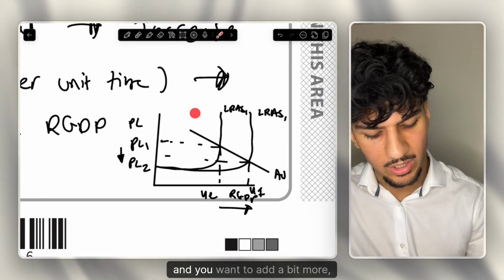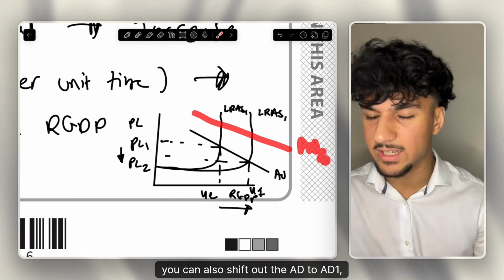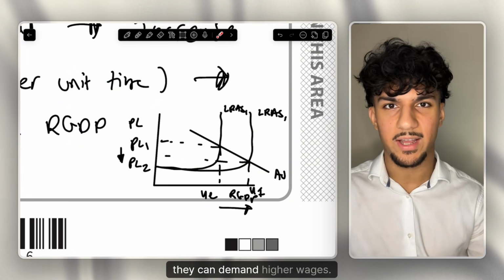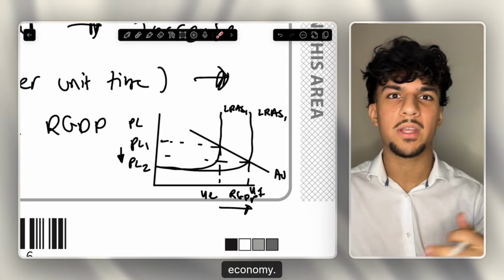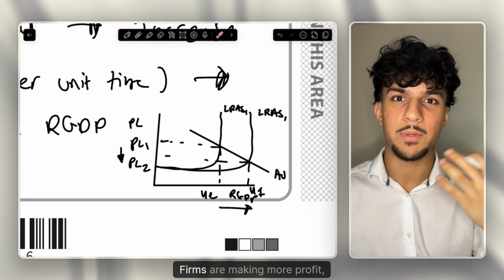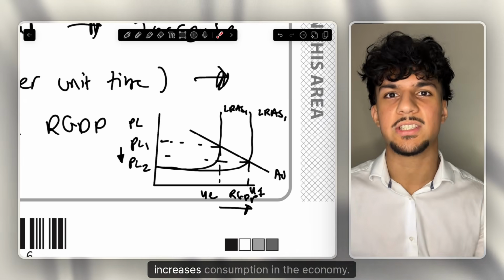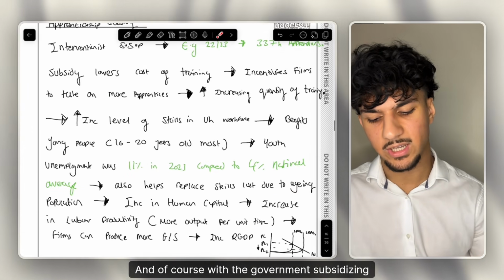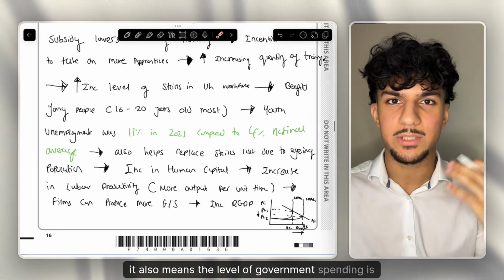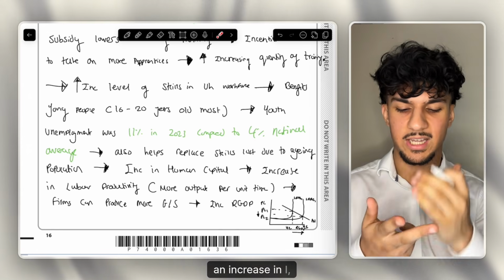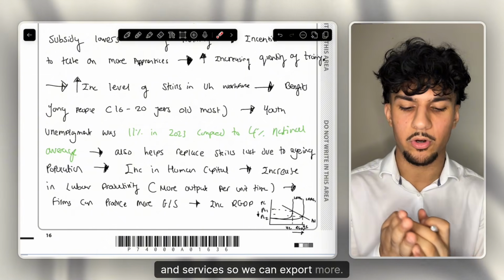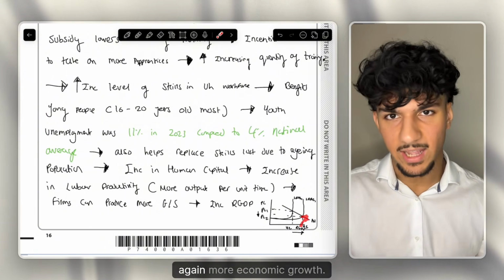And if you really want to add a bit more, you can also shift out the AD to AD1, AD2, and you can mention how if workers are more productive, they have more bargaining power, they can demand higher wages. This increases the level of consumption in the economy. If workers are more productive, it means more output per unit time, more goods and services being produced. Firms are making more profit, they're more likely to invest more. And with the government subsidising this interventionist scheme, this apprenticeship subsidy, the level of government spending is also increasing. So you get an increase in C, an increase in I, an increase in G. You can also say an increase in exports, because we're making more goods and services, so we can export more. So it does lead to an increase in AD, and again, more economic growth.